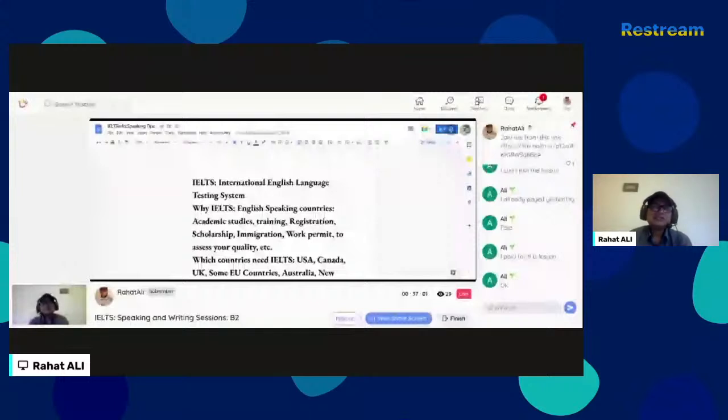And IELTS general is related to your immigration, work permit, and moving to another country, especially an English speaking country. Please bear in mind that IELTS is not needed for everyone. If you are not planning to go to English speaking countries, you don't have to sit for the IELTS exam. So you need to first find out whether you need to sit for the IELTS exam or not.